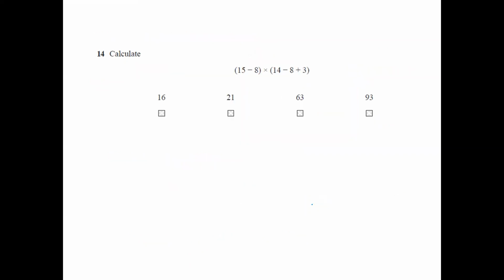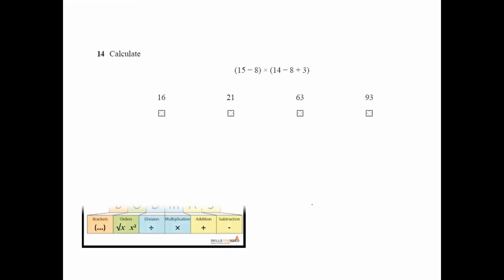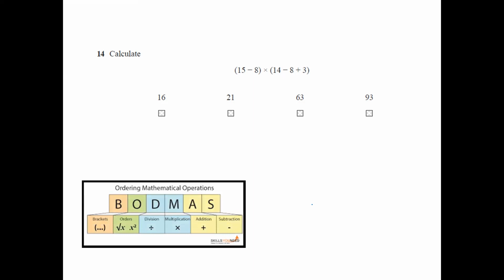Then the 14th question. So you have to calculate this. So you can see in this question, there are brackets, subtraction, multiplication, and addition. There are a lot of math operations. In that case, you have to use the order of operations, BODMAS. This tells what you have to do first, then what you have to do next. Like that, it tells the order of what you have to do to get the correct answer.